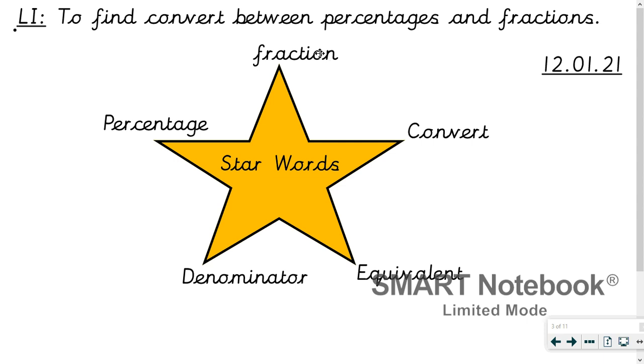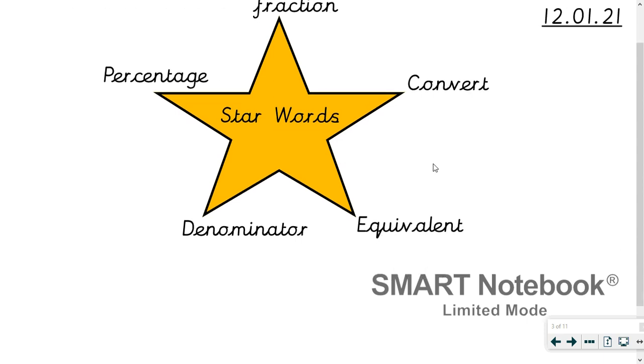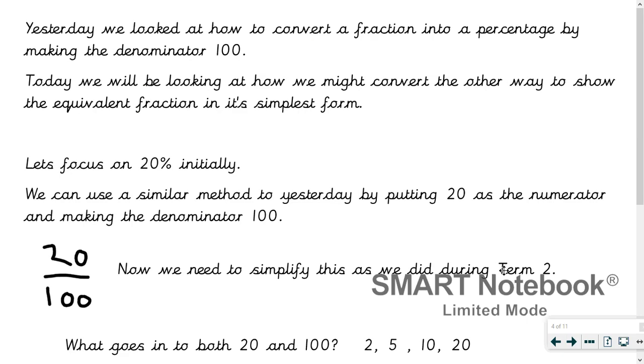So again, our star words: fraction and percentage, convert, changing from one form to another, equivalent, so equal to, and denominator, again, is going to be important, the bottom number of our fraction. So yesterday we looked at how to convert a fraction to percentage by making the denominator 100. Today we're going to look at how to do it the other way, and we're going to show equivalent fractions in their simplest form. Okay, so we're not going to just show the denominator as 100, we're going to simplify it using the skills we practiced last term.